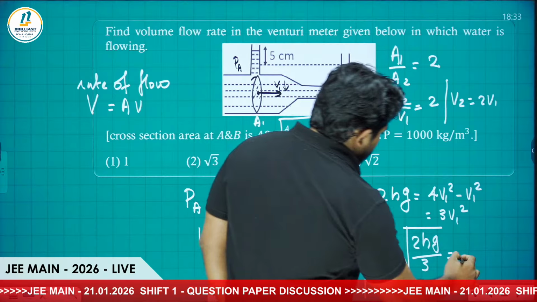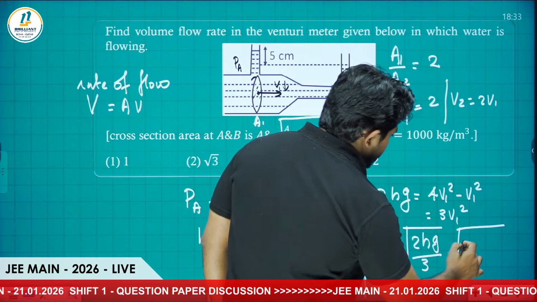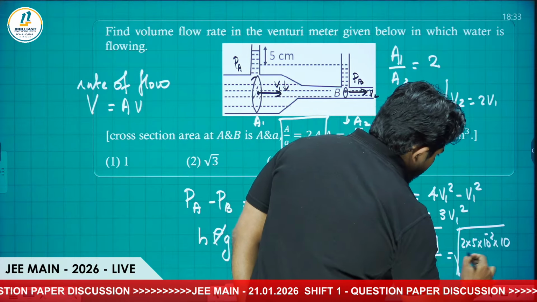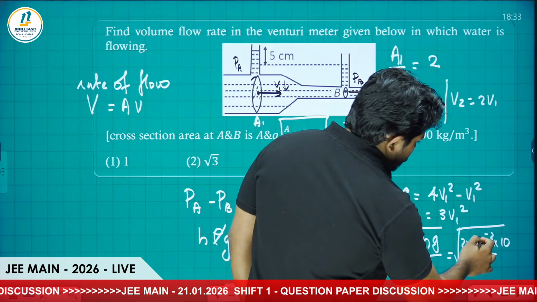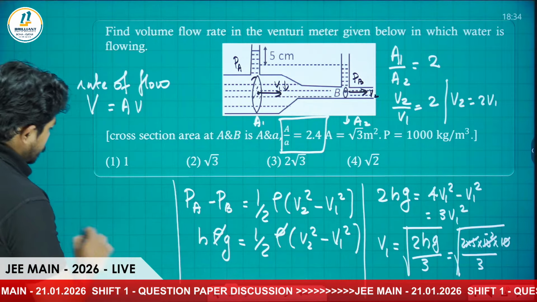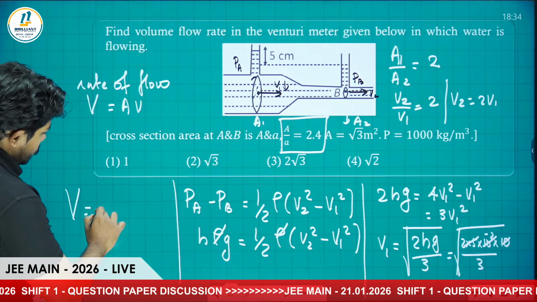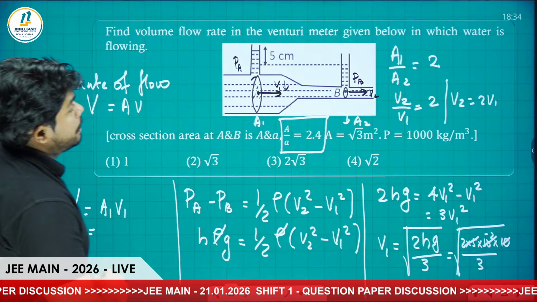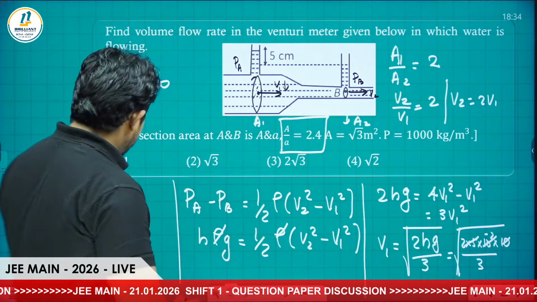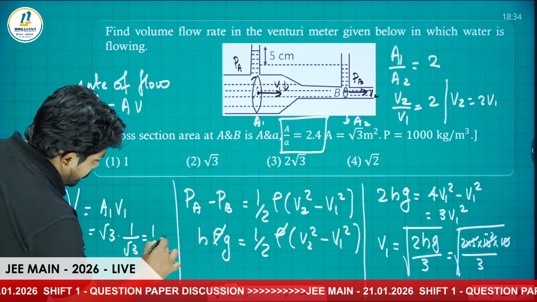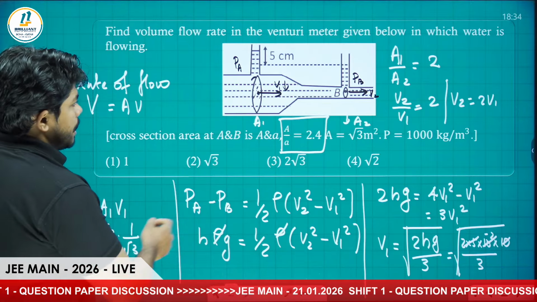So what are the values? The value of height is 5 times 10 raised to minus 2, so 2 times 5 times 10 raised to minus 2 times 10 divided by 3. This will cancel out, it becomes 1 by root 3. So what is the rate of flow here? Rate of flow will be equal to A1 times V1. A1 is given as root 3, so root 3 times 1 by root 3 will be equal to 1. So what is the value we are getting?